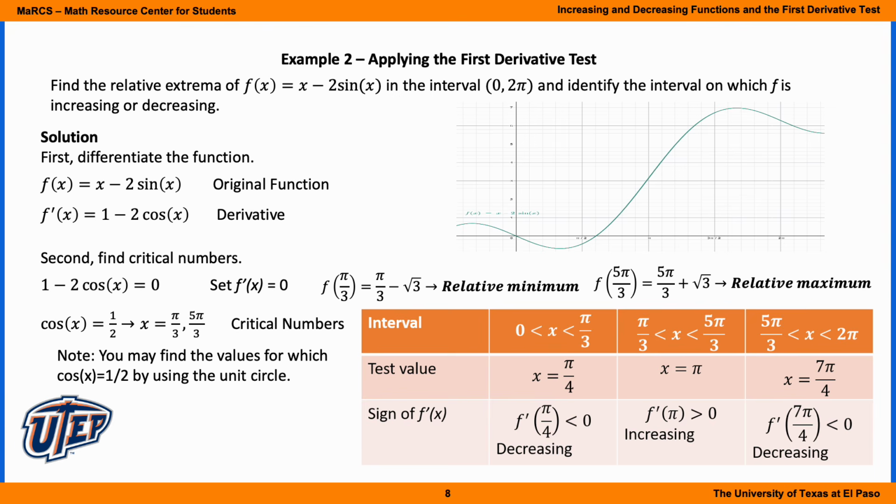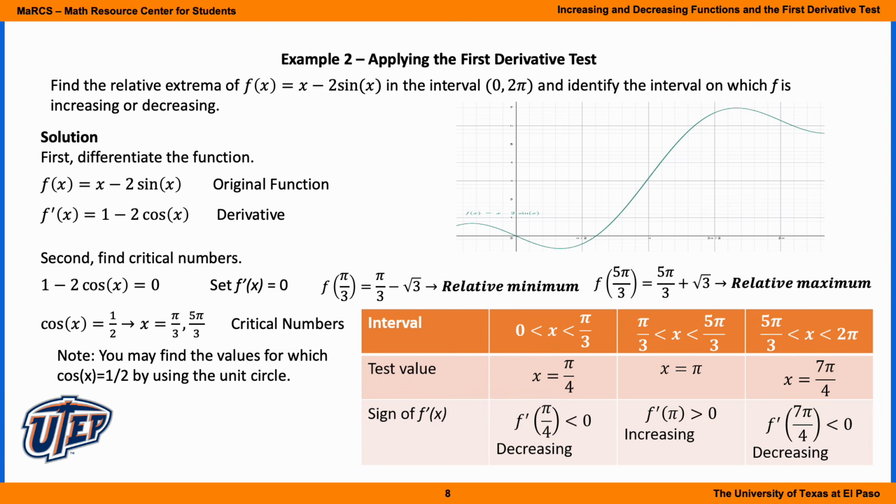Next, we find our critical numbers by setting our derivative equal to 0, and that happens when x is equal to pi over 3 and 5 pi over 3. So those are our critical numbers, and we can find those using the unit circle. Lastly, we construct our test intervals. So we will be doing 0 to pi over 3, then pi over 3 to 5 pi over 3, and lastly 5 pi over 3 to 2 pi, because our original interval that we were testing was from 0 to 2 pi.